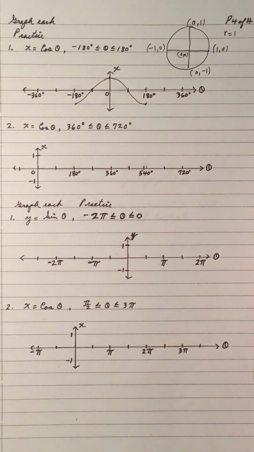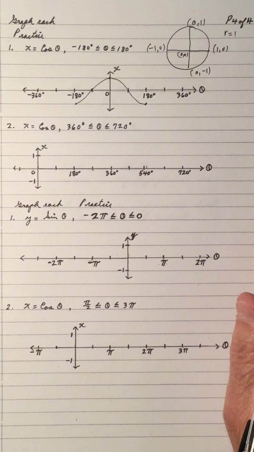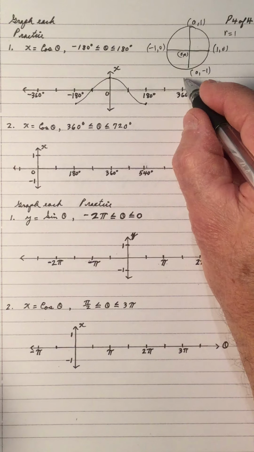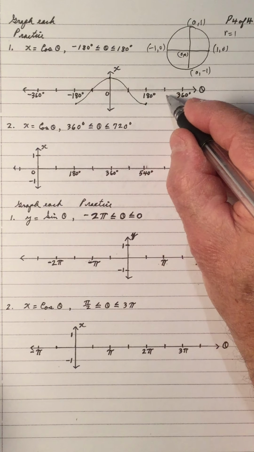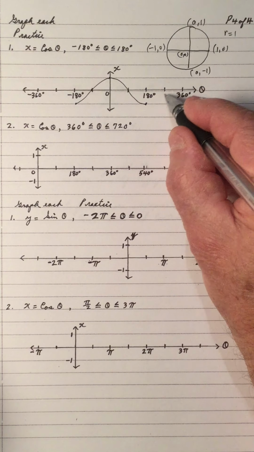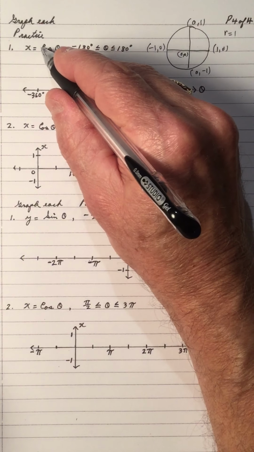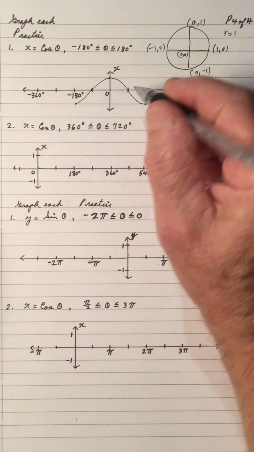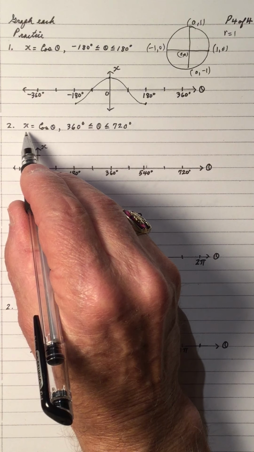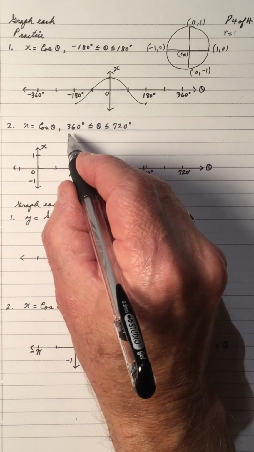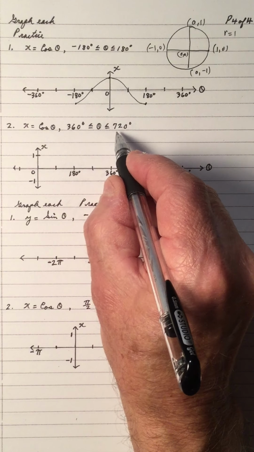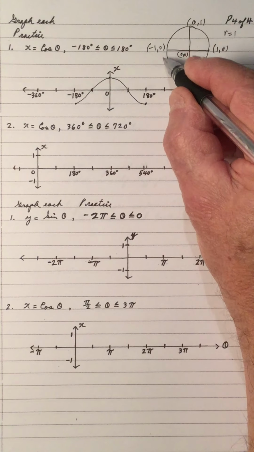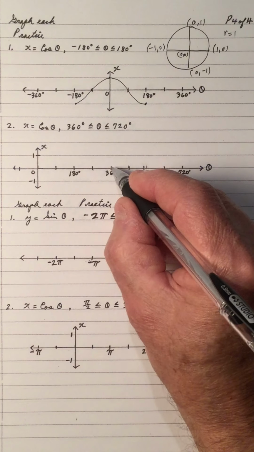And you notice it's upside down. If you go from 0 to 360, there's 0 to 360. That would be positive. Notice that's positive, but we'll get into that later. Graph x equals cos theta from 360 to 720. Cos is the x, 360. All the way around, 1.